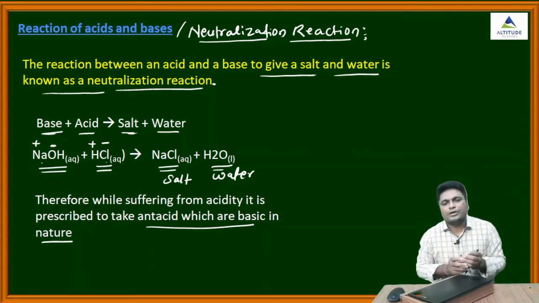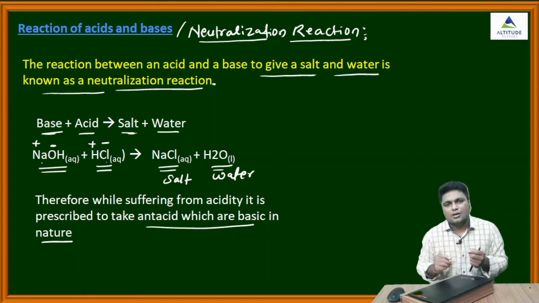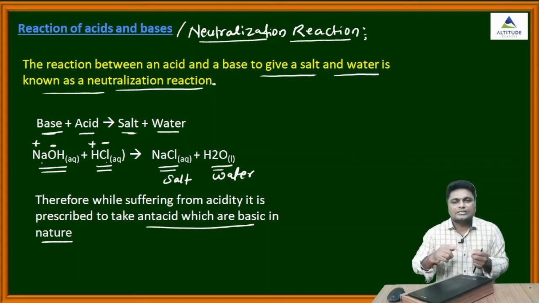So we have to take an antacid. Antacids are basic in nature. Normally we take sodium hydrogen carbonate, magnesium hydroxide or calcium hydroxide. So what does that base do? The base neutralizes the excess hydrochloric acid present in the stomach.